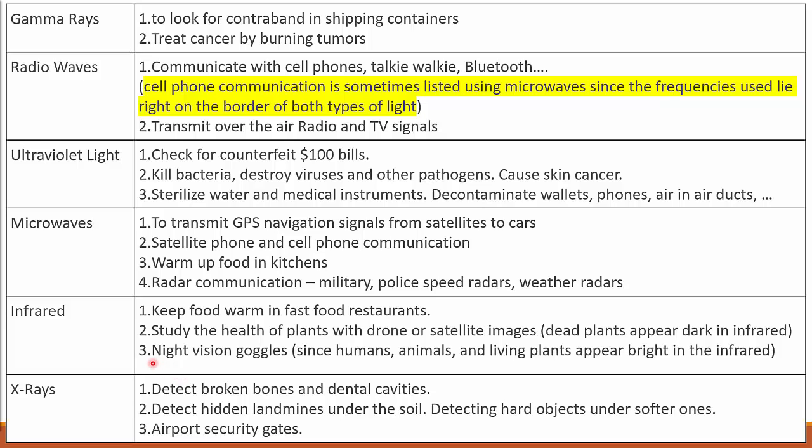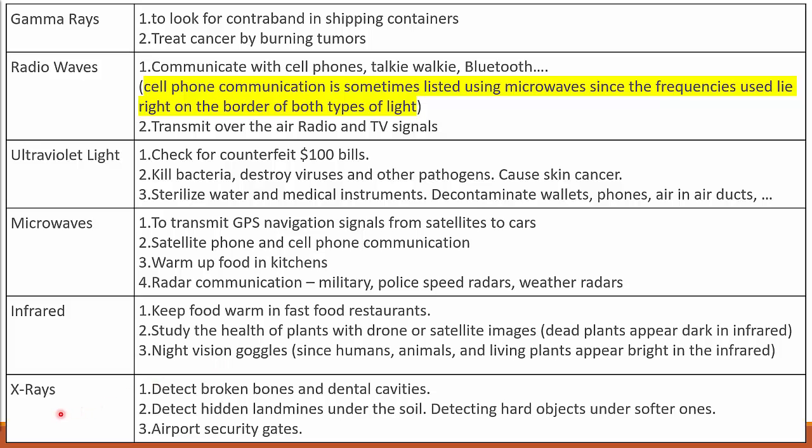We use infrared for night vision goggles as well. That's because humans, animals, and living plants appear bright in the infrared. Because they appear bright in the infrared, that's the kind of light that night vision goggles allow us to see.